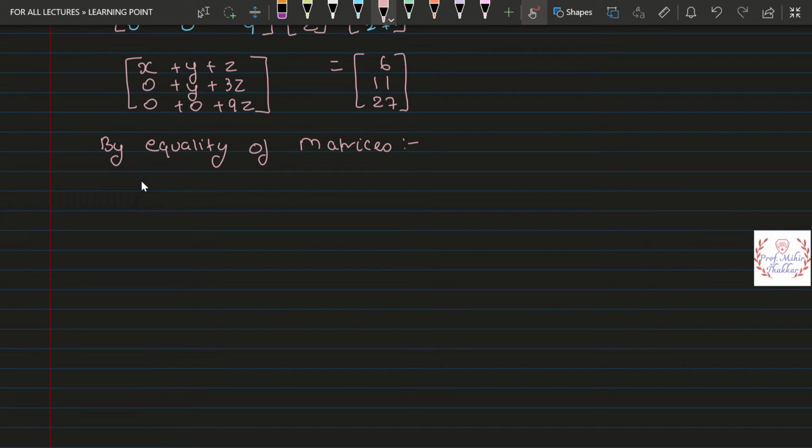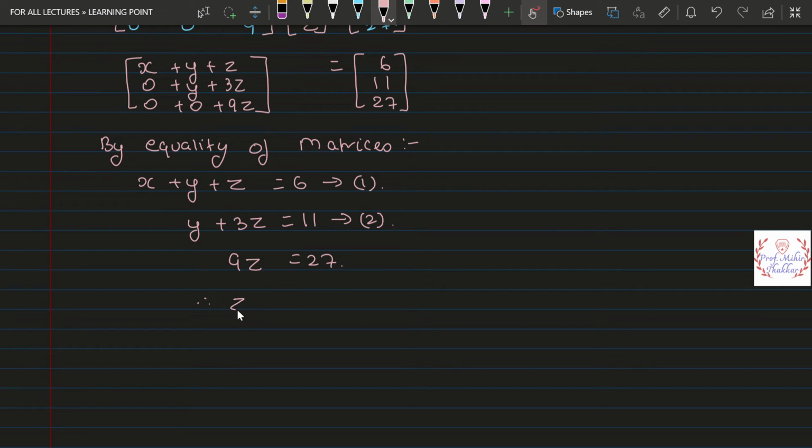The first equation, x plus y plus z is equal to 6. Equation 1. Y plus 3z is equal to 11. Equation 2. And 9z is 27. So this directly gives us the value of z, 27 by 9, which is actually equal to 3. So that is the first part of our answer.